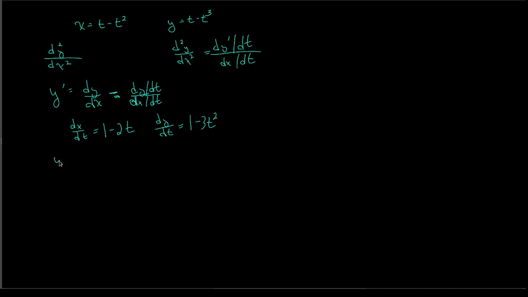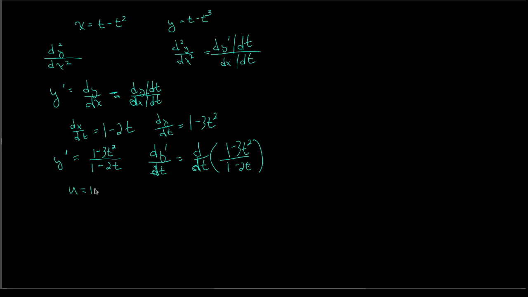So y prime is 1 minus 3t squared over 1 minus 2t. And so we want to find dy prime over dt. In other words, we want to take the differential operator d/dt on 1 minus 3t squared over 1 minus 2t. And we've got ourselves a classic quotient rule going on here.